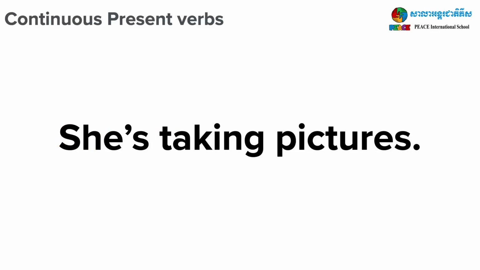But first, let's take a moment and review from our last two lessons. If you need to review the lessons, go back and look at the video from last week. We will review the topics of present continuous and the negative present continuous. Let's look at the continuous present verbs. Here is an example sentence. She's taking pictures.